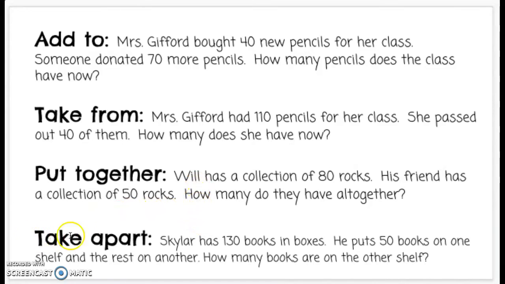And then the last one is a take apart problem. So this one is also really similar to the take from problem. And it says Skylar has 130 books in boxes. He puts 50 books on one shelf and the rest on another. How many books are on the other shelf? So this one, again, gives you the total to start with, and then it's separating them. It's taking them apart. He's putting some of it on one shelf, some on the other. So it's asking you to take those numbers apart to find the total.